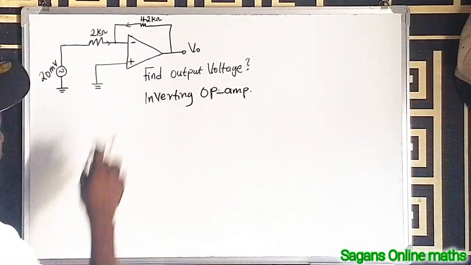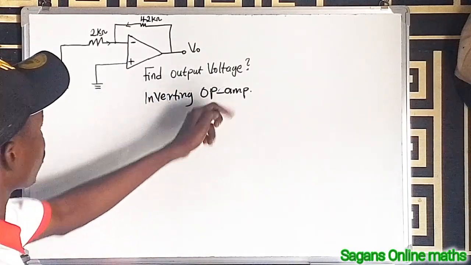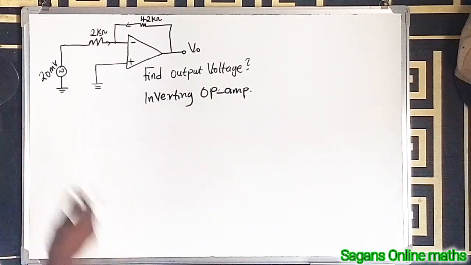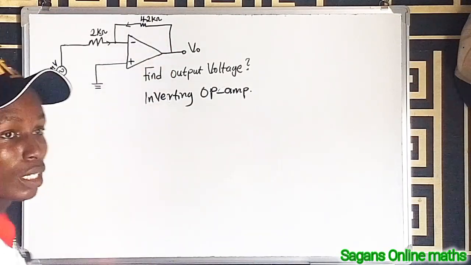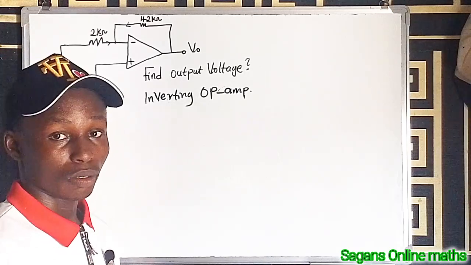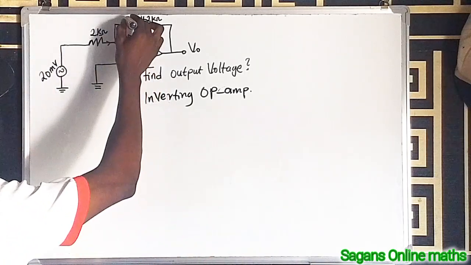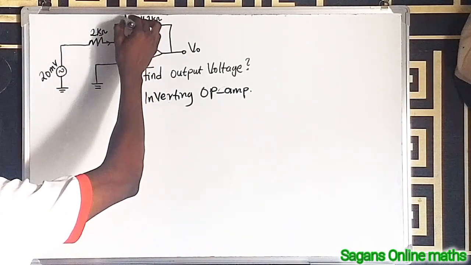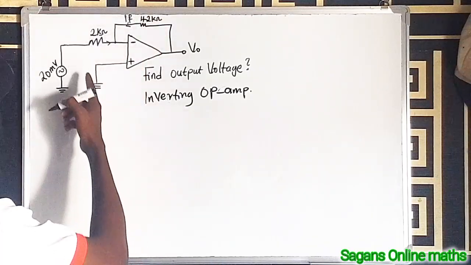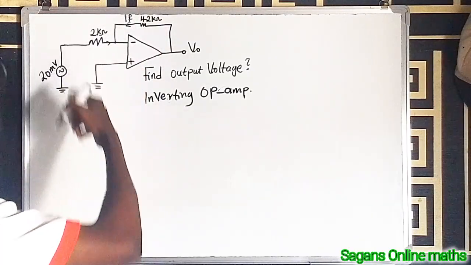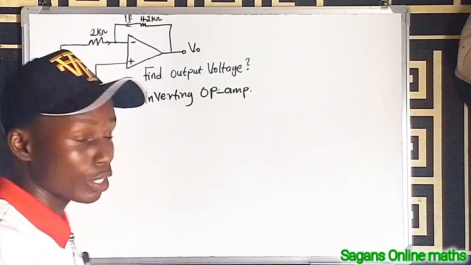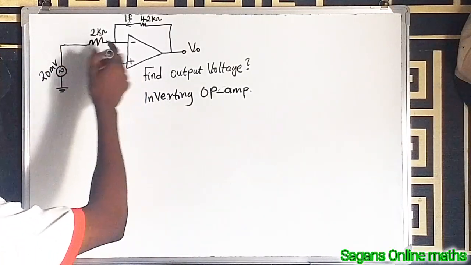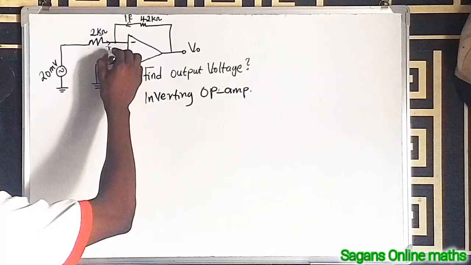Now we are asked to find the output voltage. Now I want you to understand something very interesting. This resistor you are seeing here is called the feedback resistor, and this arrow is the feedback current, IF. And what you are seeing here is the input resistor, and this is the input current, which is I in.